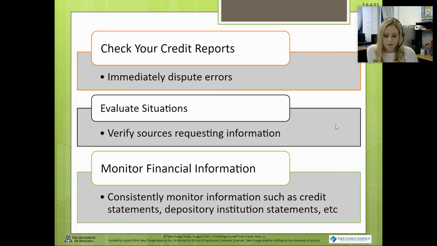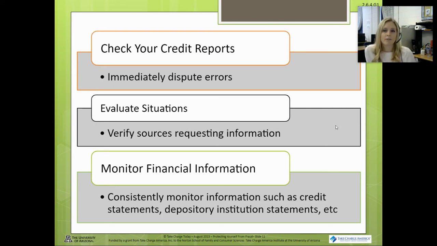You do want to check your credit reports and monitor your financial information so that you can see if any fraud might have happened. You can immediately dispute any errors. If something pops up that you are questioning, make sure that you take care of that pretty quickly so that it doesn't turn into a bigger problem.